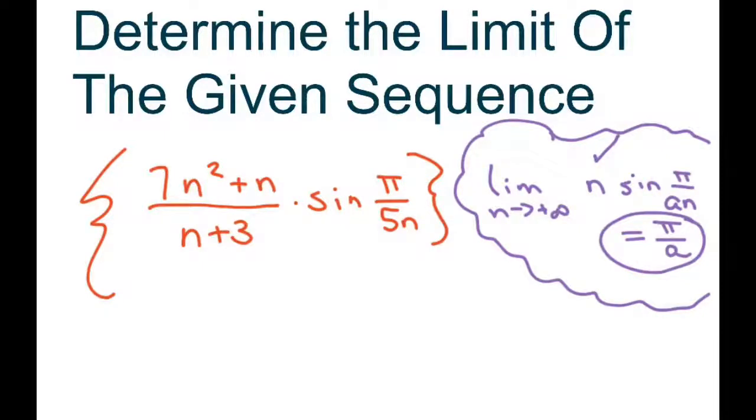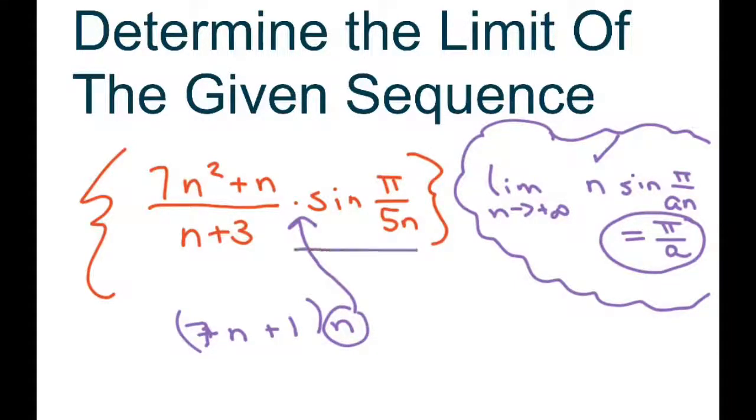What I'm going to do is factor an n out of this numerator. So I'm going to have n times (7n plus 1). And I'm going to move this n up in here because I want it to look like this over here.